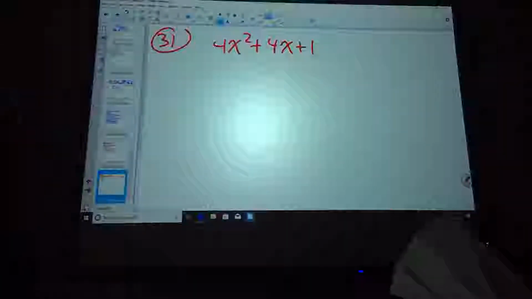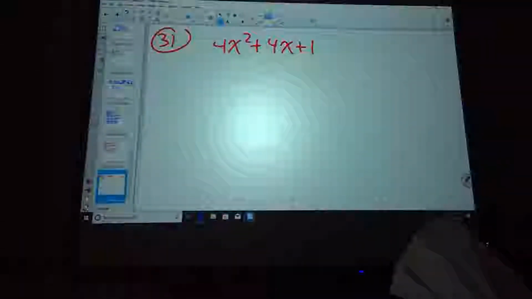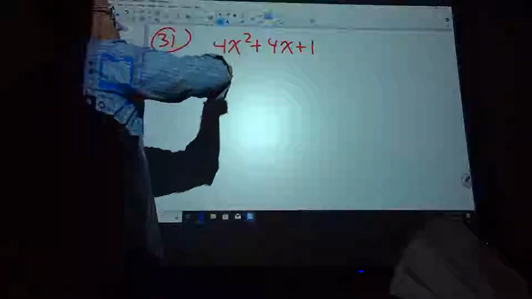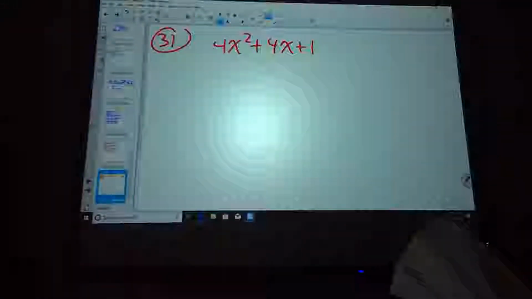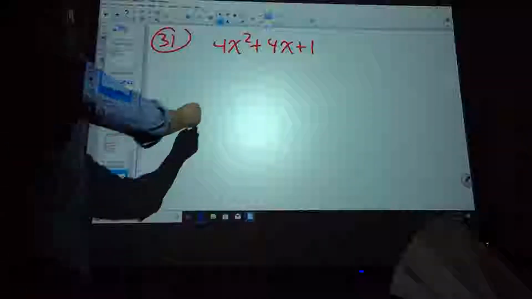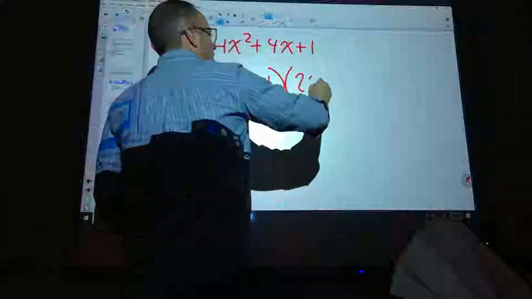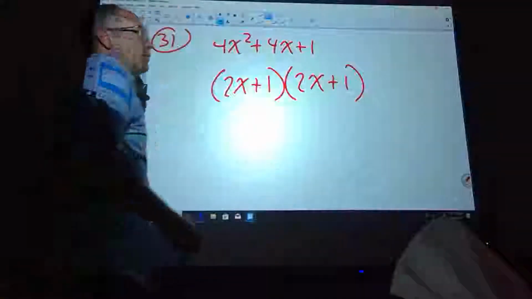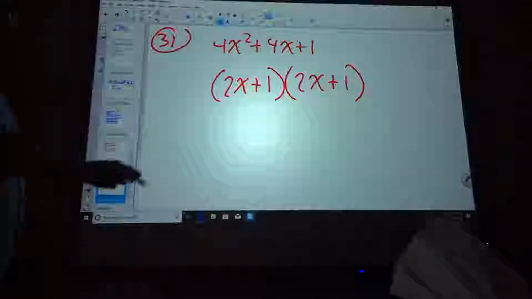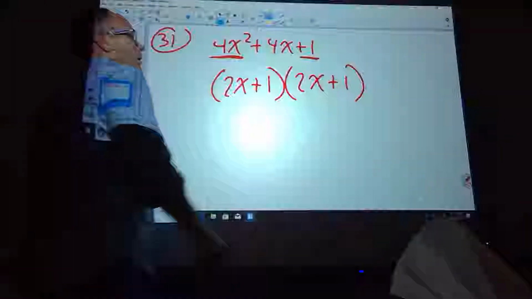Okay. That's one that a lot of students might result in saying, hey, let's go to the grouping method. But this is a perfect square, I believe. And the reason I see that is 4x squared is the same thing as 2x times 2x. And then 1's the same thing as 1 times 1. So I think, but we might be wrong, I think this is going to be this. Okay? Because I have this and this. Those are my perfect squares.